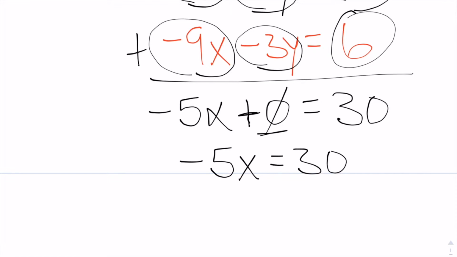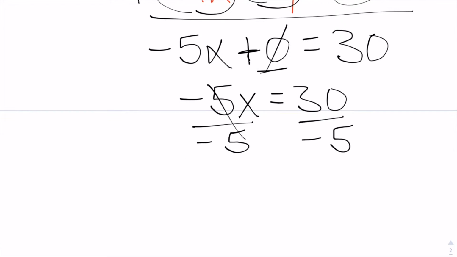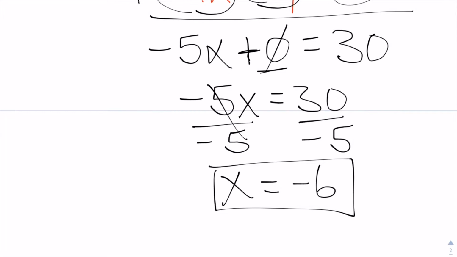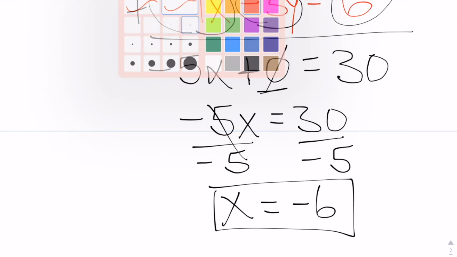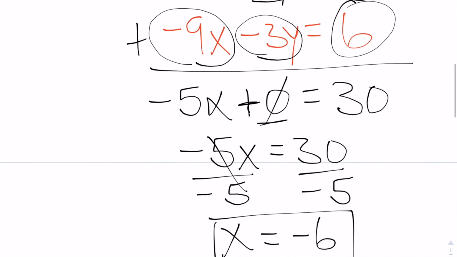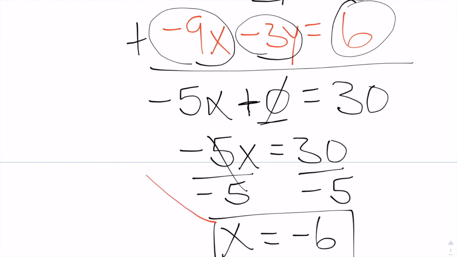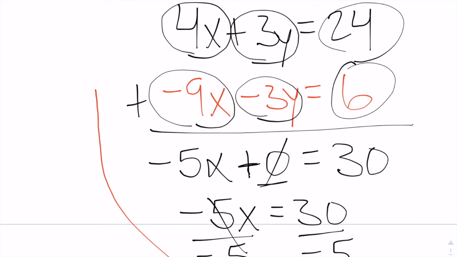Now we're going to just solve for x. So we're going to divide by -5. Divide by -5. Cancel. X equals 30 divided by -5 is -6. And there's your x. -6. Now, we have one variable, so we need to solve for y. So let's go ahead and plug this value in for this x right there. And then we're going to solve for y.